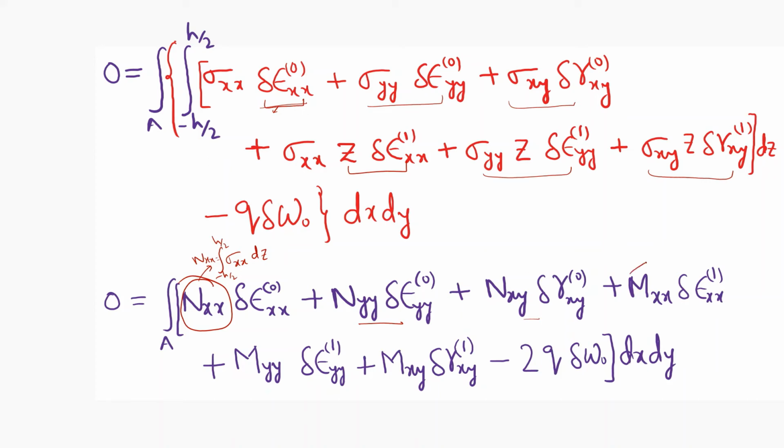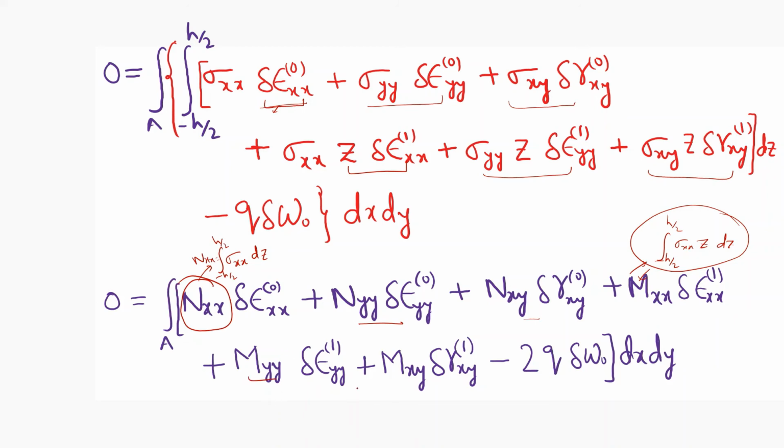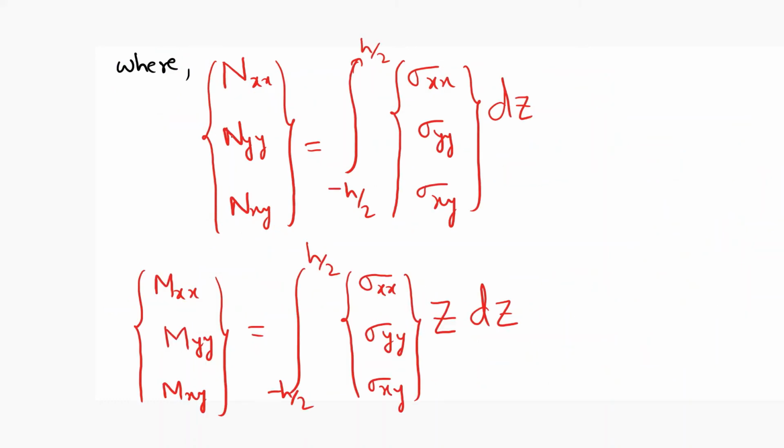So Mxx is nothing but the integration from minus h by 2 to plus h by 2 of sigma xx into z dz. This would give Mxx. Similarly, Myy would be the integration of sigma yy with respect to z and so on. So we get these values of Myy and Mxy, and we have written here Nxx, Nyy and Nxy is nothing but sigma xx, sigma yy, sigma xy integrated from minus h by 2 to plus h by 2 dz. Similarly, Mxx, Myy and Mxy would be equal to the integral from minus h by 2 to plus h by 2 of sigma xx, sigma yy, sigma xy times z dz.